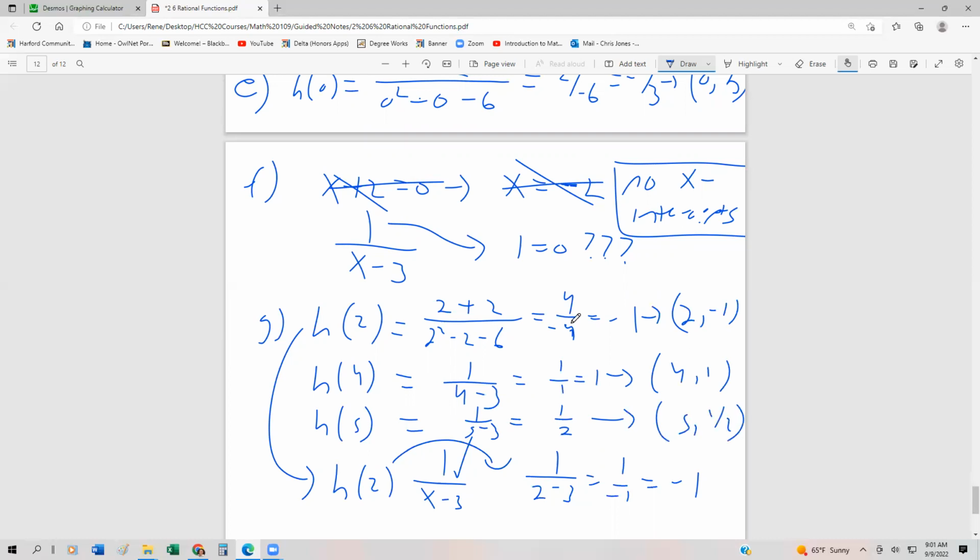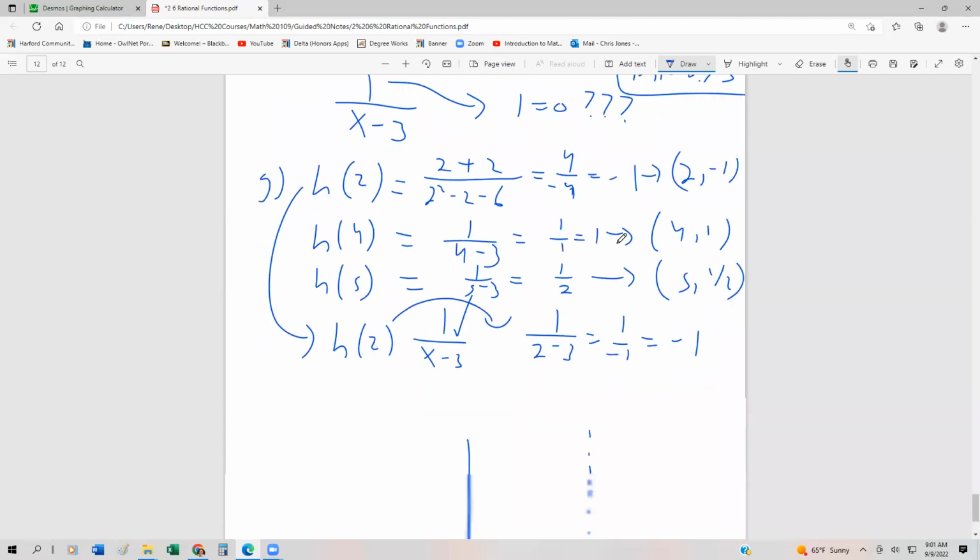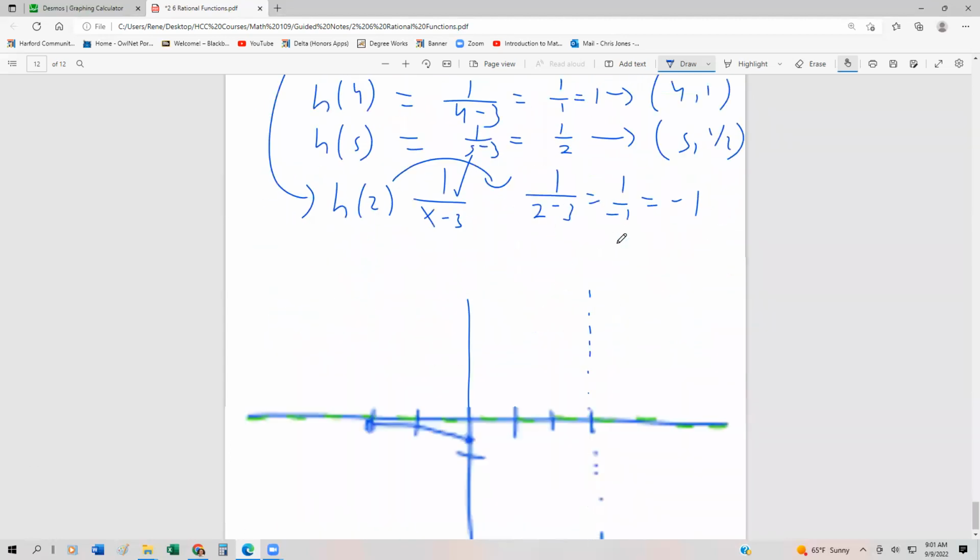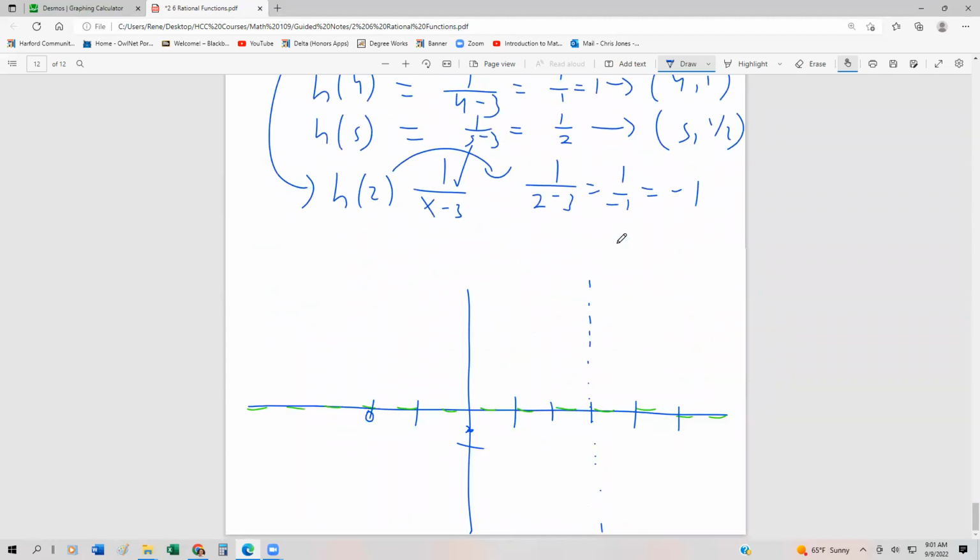So let's plot those points, and that should give us a pretty good idea as to what our function will look like. So we have 2, -1, which is down here. So it looks like what's going to happen, at least what I think is going to happen, is we're going to have this behavior. Remember, we have a hole, right? And then we had the point 3, 1, which is right here. And then we had the point, I'm sorry, 4, 1. And then we had the point 5 comma half. And so I think what we're going to get is we're going to get this sort of behavior.